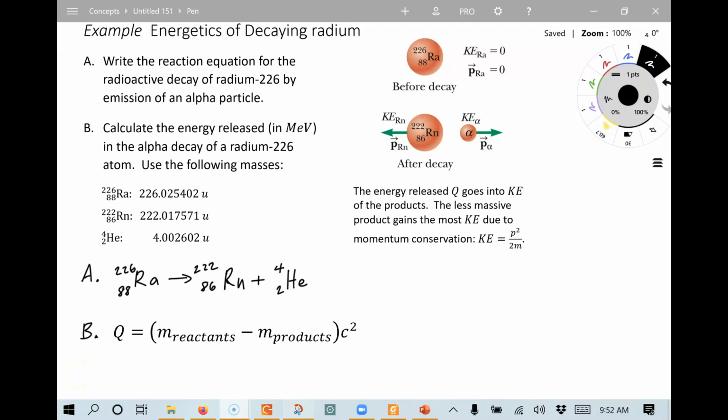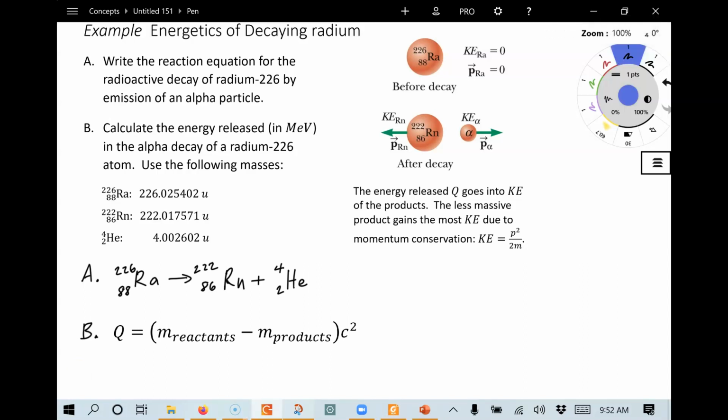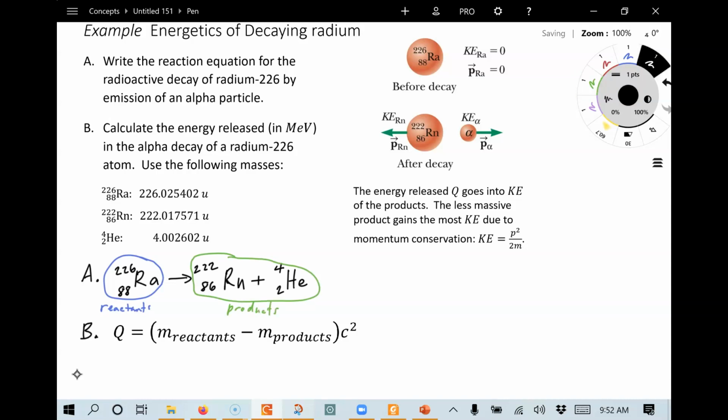All right, so we've got our equation there, and we simply need to remember that this side here is the reactants, what you start with. And on the other side over here, these are the products, what you end with after the reaction. So we're going to calculate the mass of the reactants. In this case, we're going to have a single thing here just for the radium. It's going to be 226.025402 atomic mass units U.